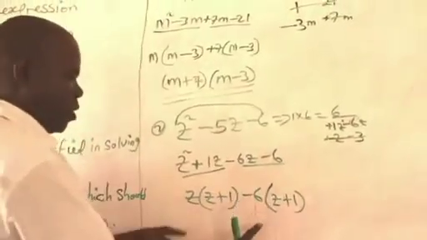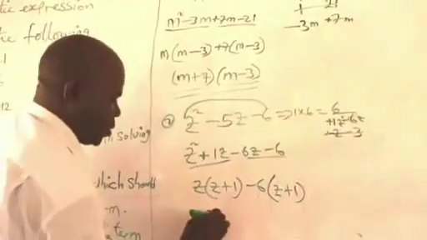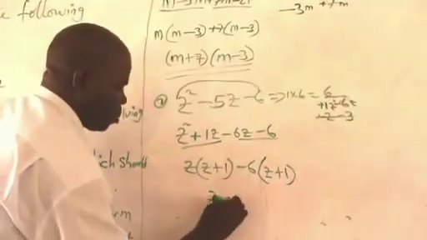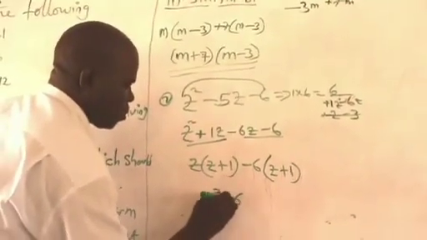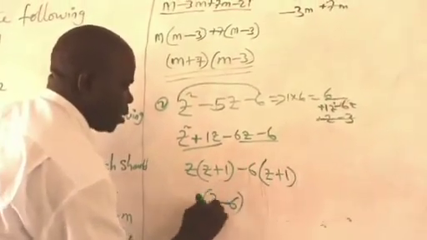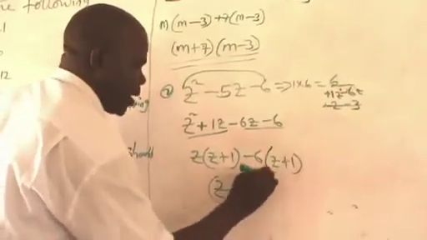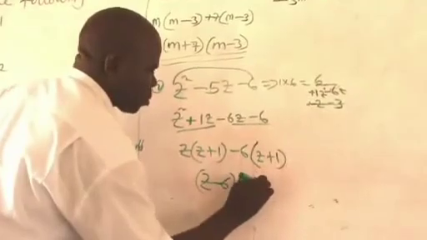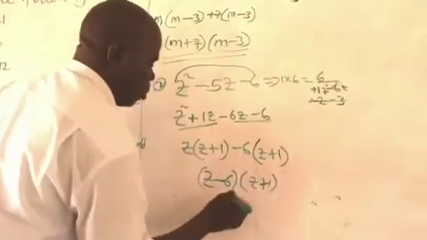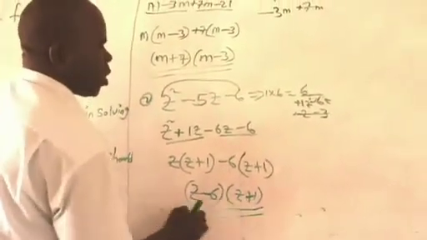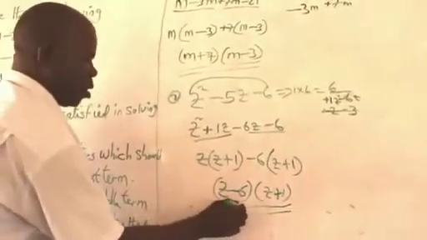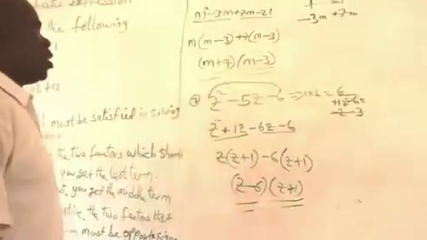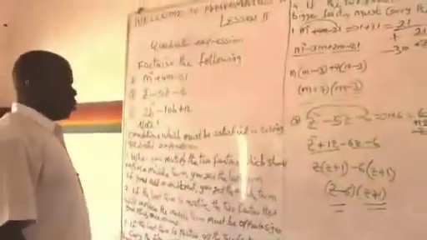If you observe very well, you find out that the brackets are common. So z minus 6 in the bracket, open bracket, write one of the brackets there, z plus 1. Close the bracket. And that is the end of the working of number 2. We are going to solve number 3.